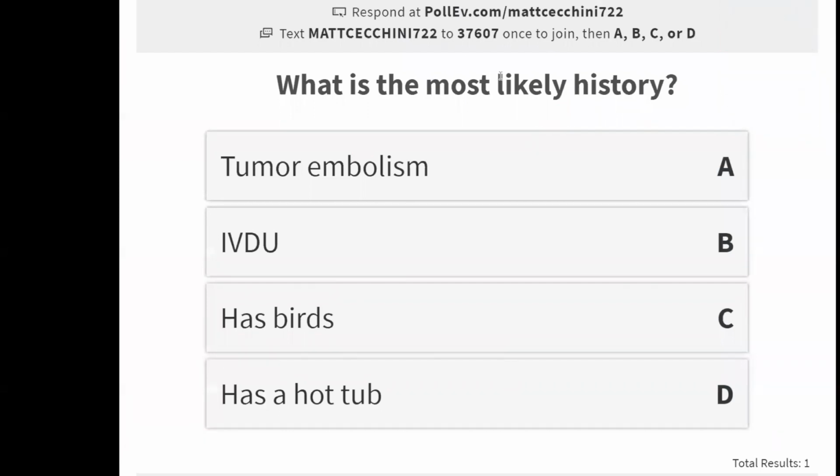Is it A, embolism of a tumor? Is it B, intravenous drug use? Is it C, he has some birth? Or you think D, he's also a guy who's got a hot tub?